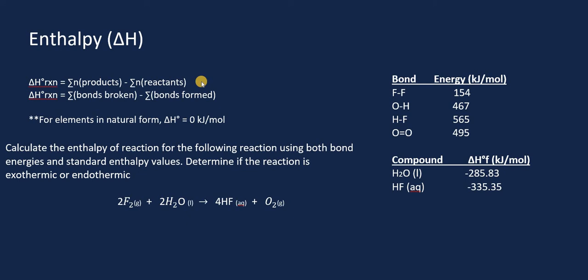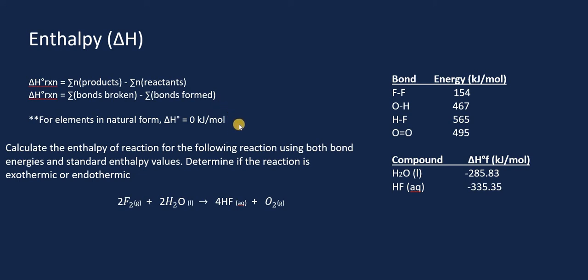You can use standard enthalpies of formation for compounds, and that would use this equation up here, the top one, where you take the sum of the enthalpies of formation for your products minus the sum of the enthalpies of formation for your reactants. And you can also use the bond energies of the bonds found in the compounds in your reaction. And to do that, you would use this equation down here, the bottom one, where you take the sum of the bonds broken in your reaction, which is the reactants, minus the sum of the bonds formed in your reaction, which is the products.